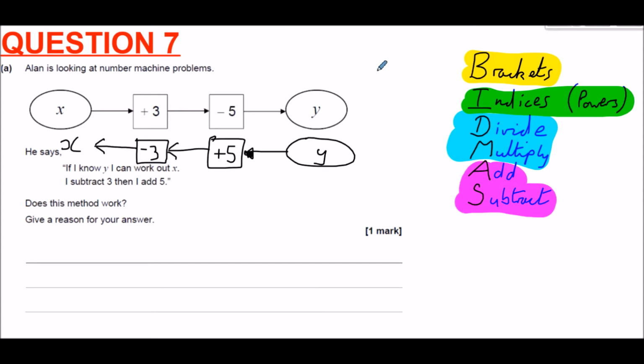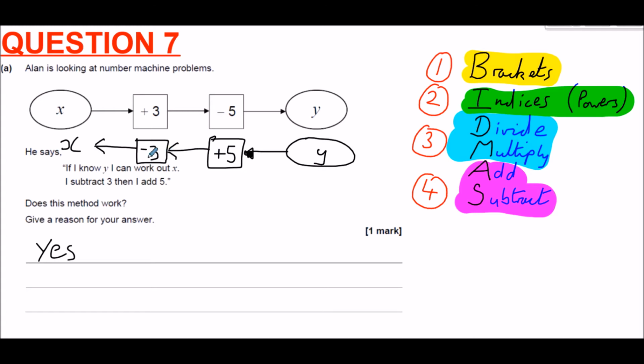So we've got 4 things to do, or 4 groups. So why am I saying this? Why am I going off on a tangent about BIDMAS halfway through explaining a 1-mark question? Well, it's going to be important for part B. The main thing I'm getting at is this will offer us an explanation as to if this method works or not. The answer is yes, his method will work.